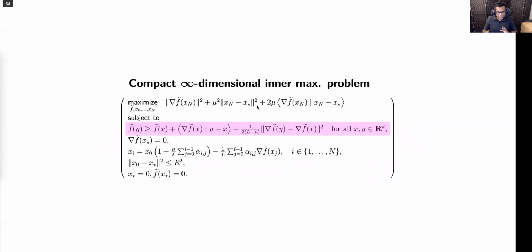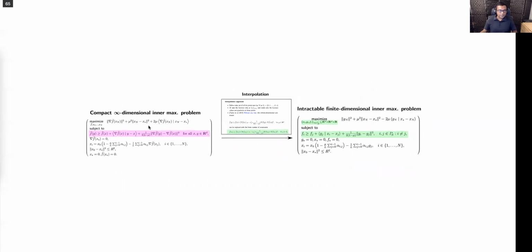But things actually have not gotten any better. It's still infinite dimensional. It's just that we are using a mathematical definition of the function class f tilde. So what to do next? After this, we are going to use a very important concept in performance estimation literature, which is interpolation. Using this interpolation, we are going to convert this infinite dimensional inner max problem into a finite dimensional inner max problem, though it will be intractable. But this is a very important step.